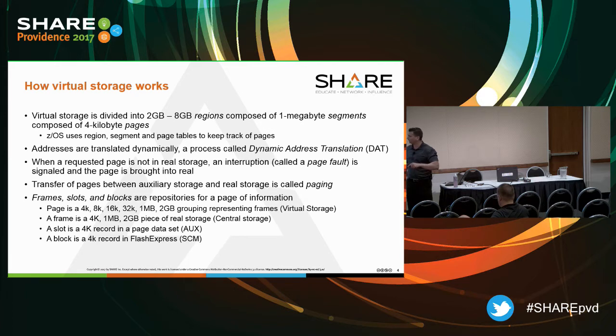We're talking about the different sizes. In virtual, you've got 4, 8, 16, 32. Think of your buffer pool sizes, as well as 1 and 2 gig. We're talking about real. I've just got the 4K, 1 meg, 2 gig as far as the frames. And if we're talking about things out on auxiliary, everything's kind of based on a 4K sizing.